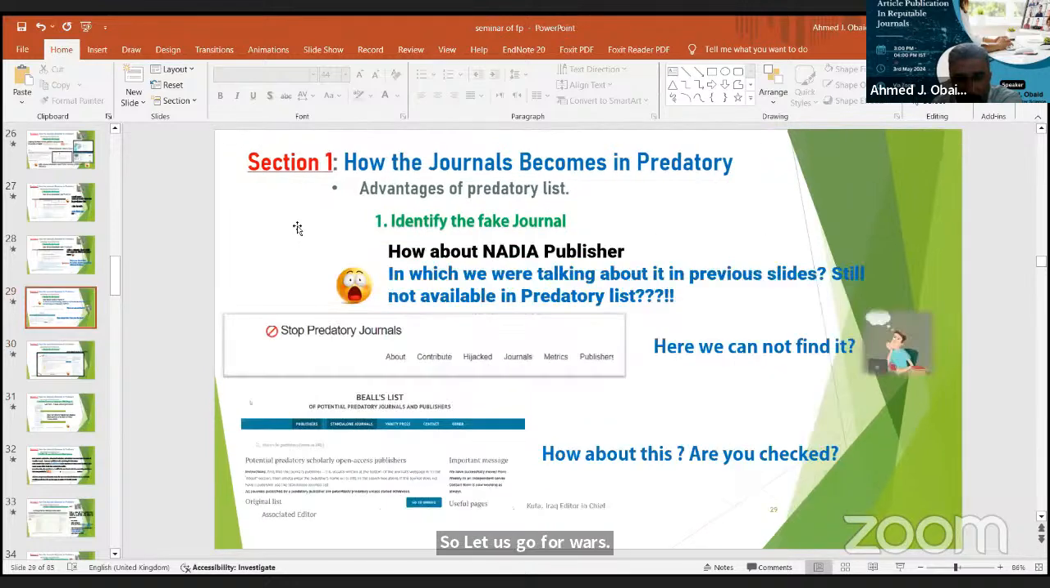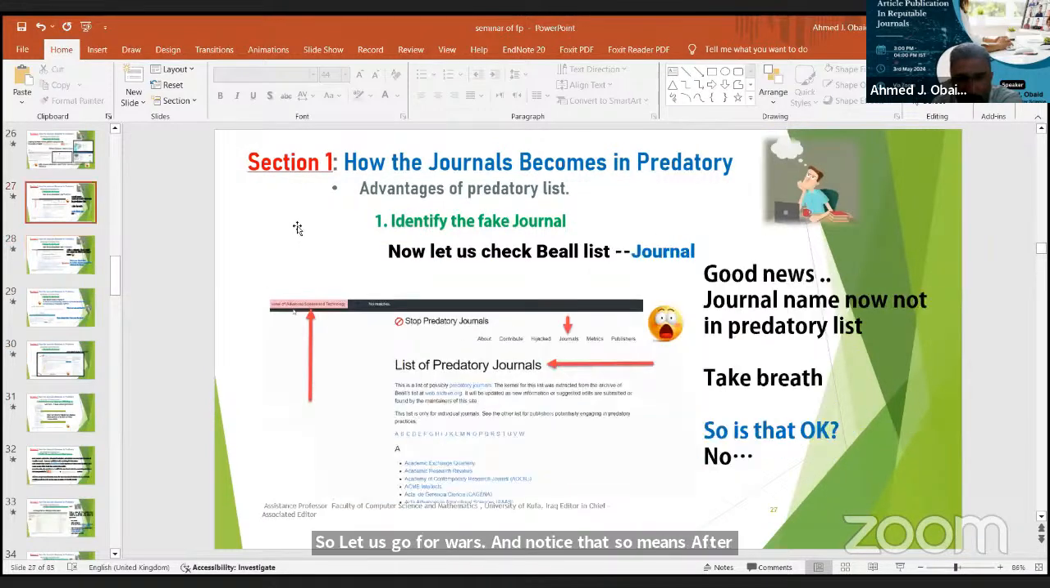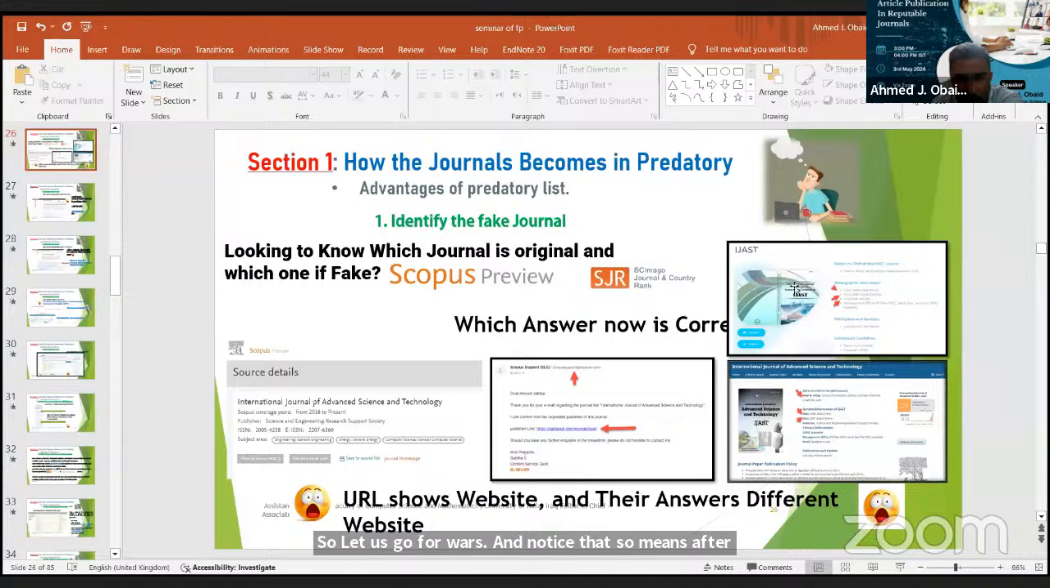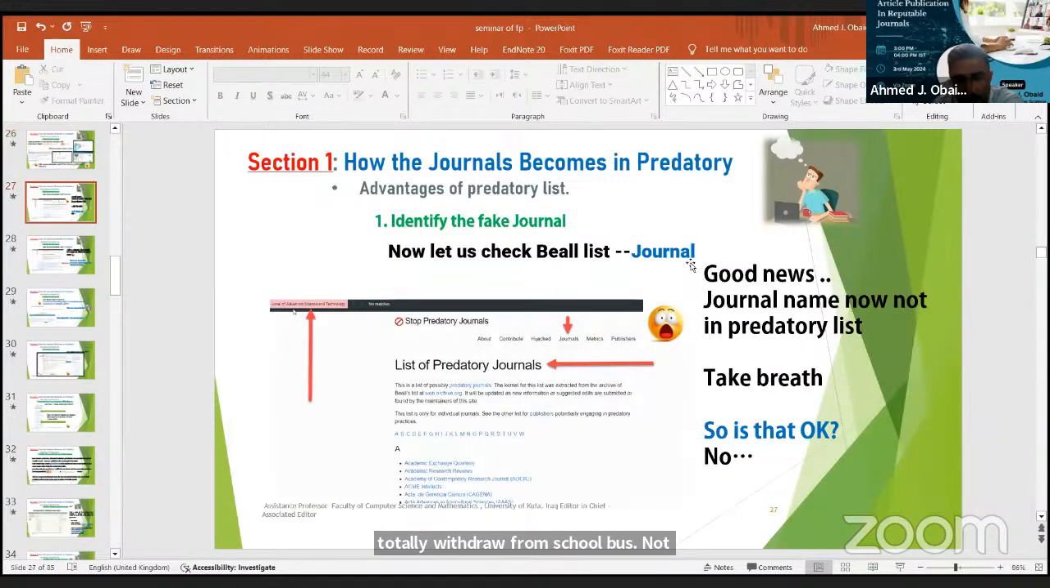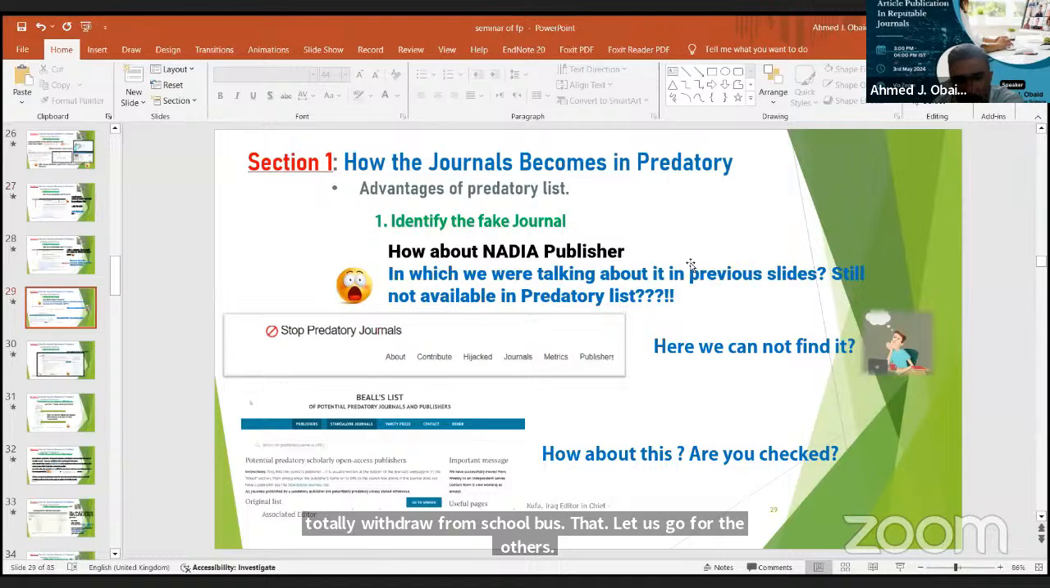After some time, when more authors have already published their papers in both journals, let us assume maybe 100 papers for each one, what they do is remove the journal after indexing it on their websites. And all the papers already published in this journal are totally withdrawn from the Scopus database. Let us go to the other resources in the Jeffrey list.